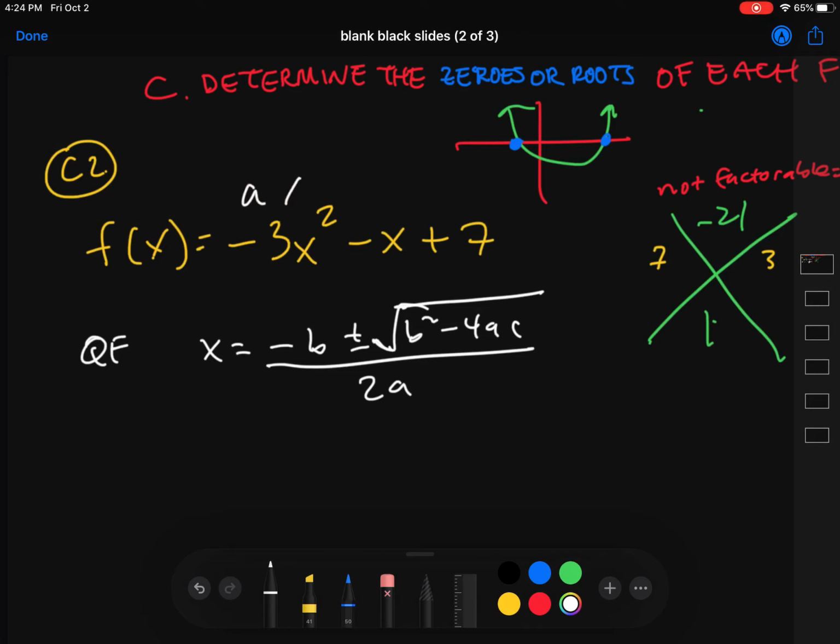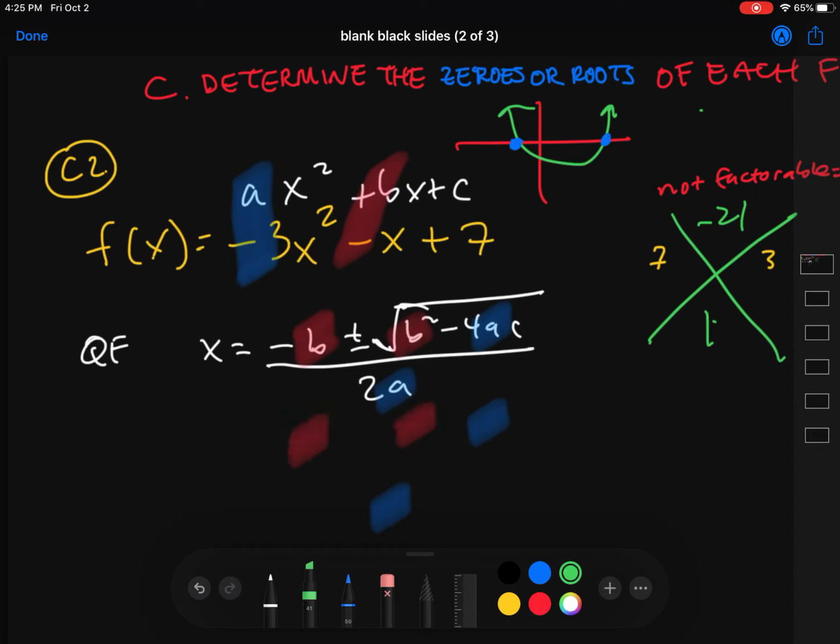Okay, and I'm just going to identify the a, b, and c. We've done this before from the standard form. And we're just going to substitute those in there. So our a is negative 3, so everywhere there's an a, I'm going to put in negative 3. Now my b value here is negative 1. And my c value is 7. Okay? Let's write that in. And let's do our substitutions here.